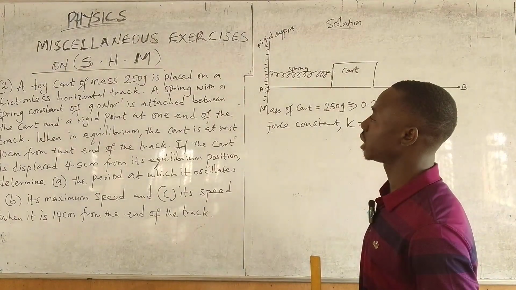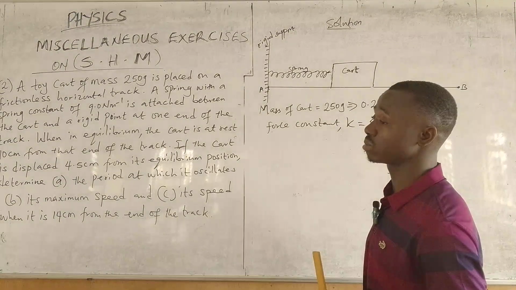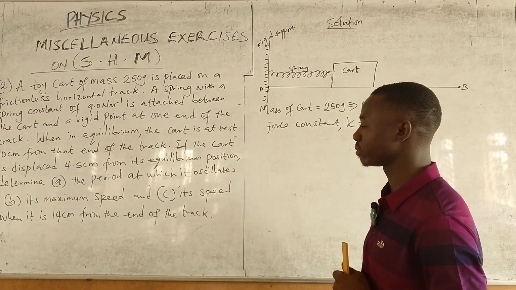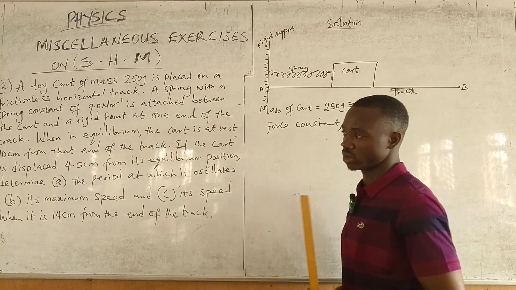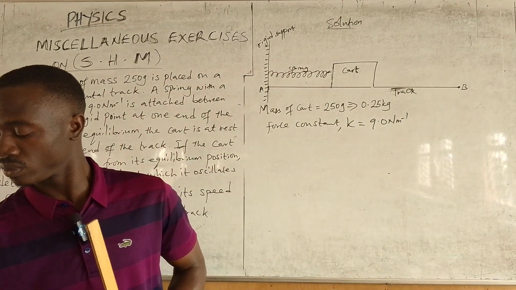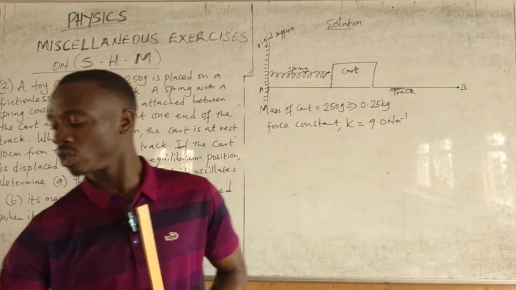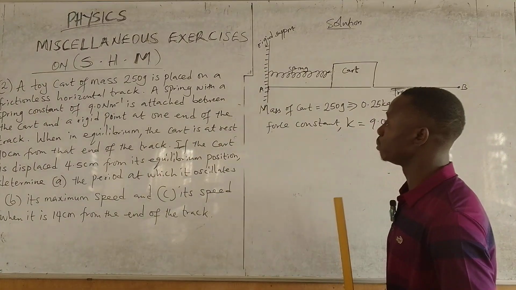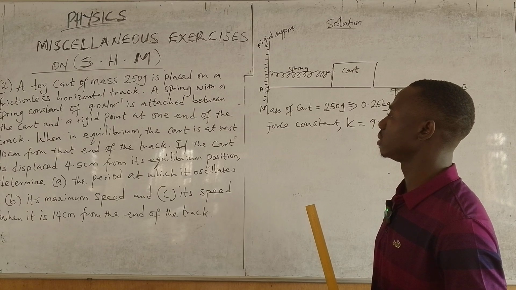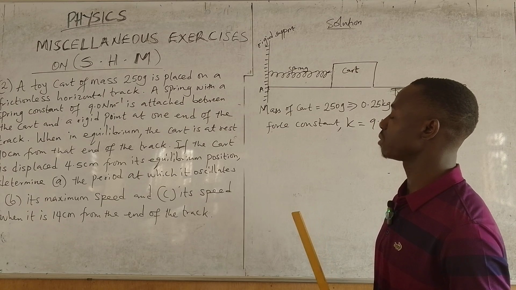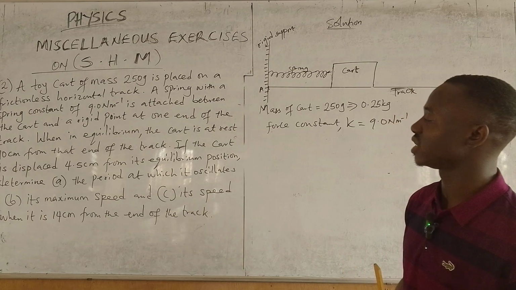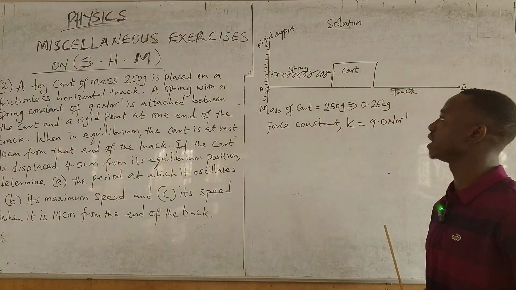Sorry, please. I just made a mistake with my statement. Let me retract my statement, please. When in equilibrium, the cart is at rest 10 centimeters. Yes, I think I'm correct with my statement. When in equilibrium, the cart is at rest 10 centimeters from that end of the track.